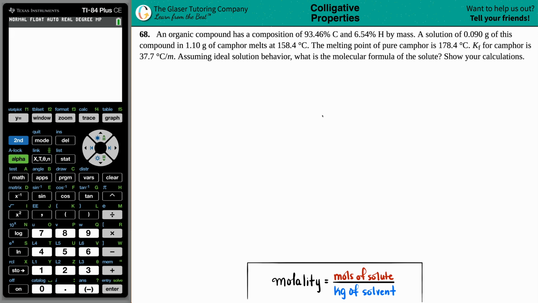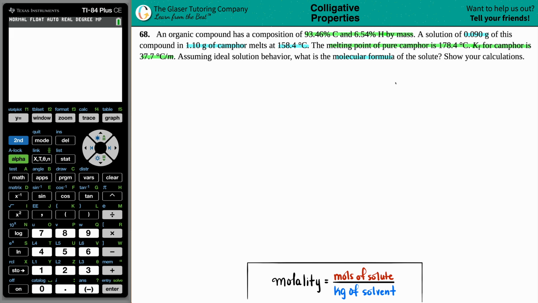Number 68. An organic compound has a composition of 93.46% carbon and 6.54% hydrogen by mass. A solution of 0.090 grams of this compound in 1.10 grams of camphor melts at 158.4 degrees Celsius. The melting point for pure camphor is 178.4 degrees Celsius, and the Kf for camphor is 37.7 degrees Celsius per molality. Assuming ideal solution behavior, what is the molecular formula of the solute?